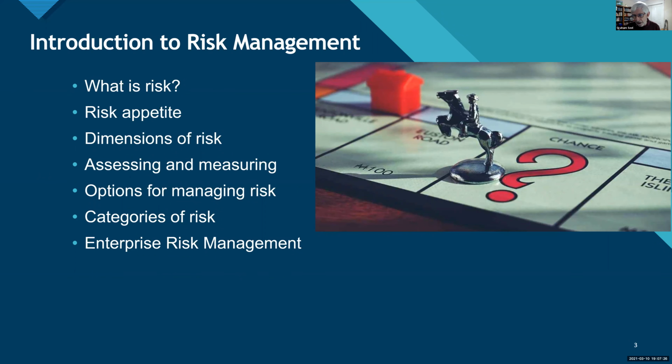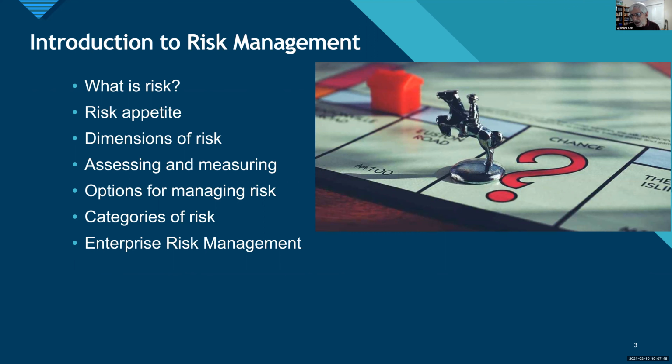We're going to talk about what risk is. It's obvious and not obvious. And then this idea of risk appetite, this is really important. Risk appetite kind of starts the discussion and it will end the discussion to some degree as well. We'll look at some of the different dimensions of risk.